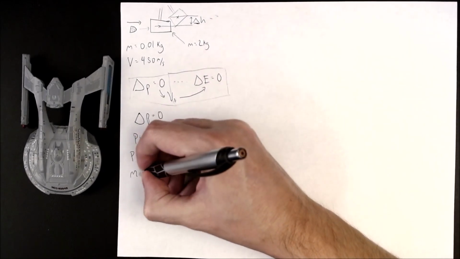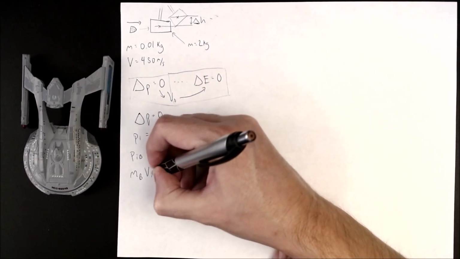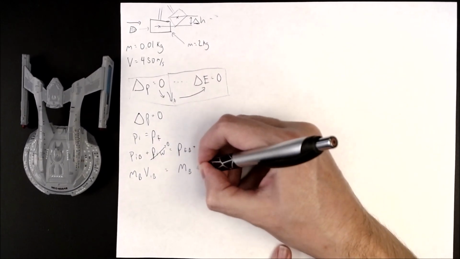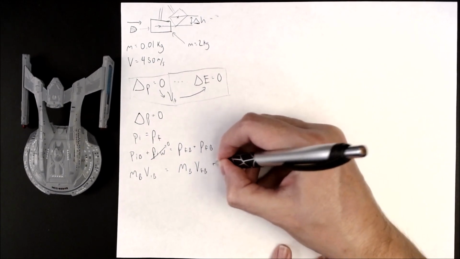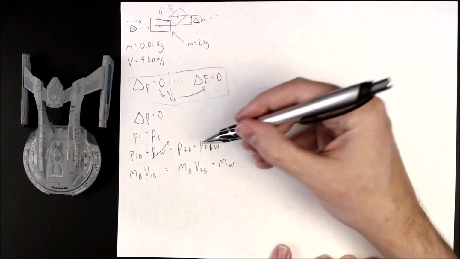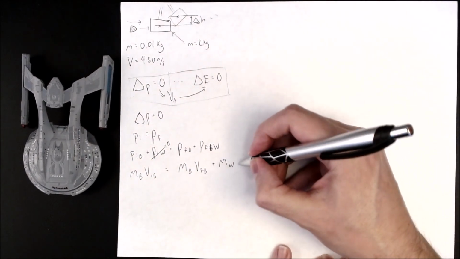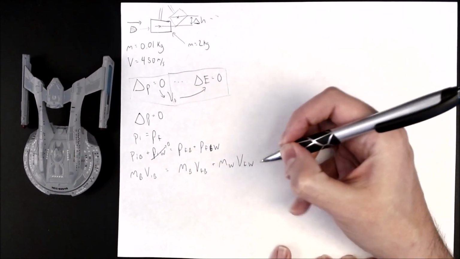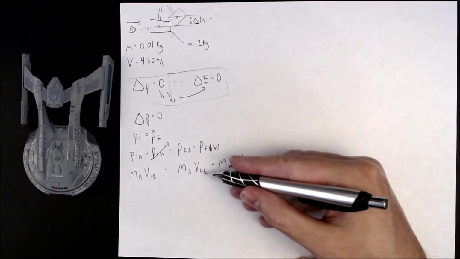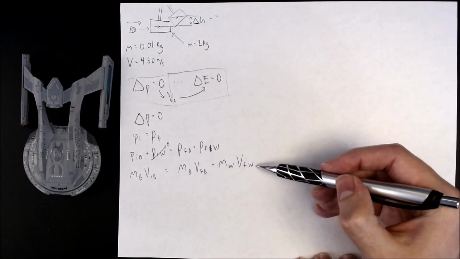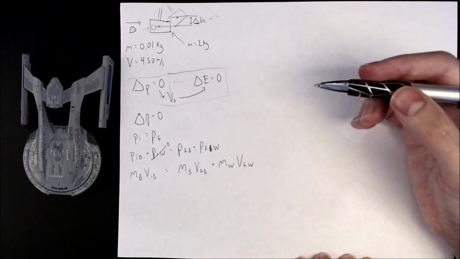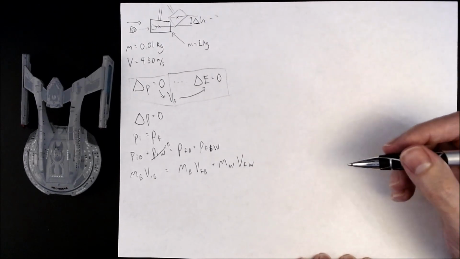Okay, we've got mass of the bullet times velocity initial of the bullet is equal to mass of the bullet times velocity final of the bullet, plus mass of the wood times velocity final of the wood. Oh, sorry, that should be a W there for momentum final of the block of wood. We know that the final velocity of the bullet and the wood should be the same because the bullet gets embedded in the block of wood, and so they're going to travel together.